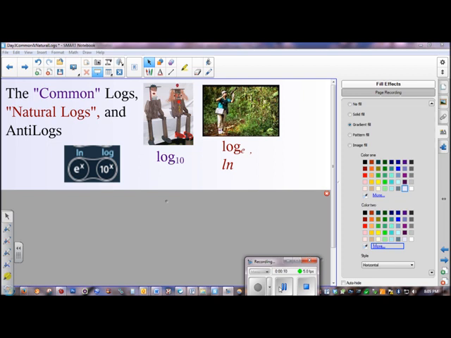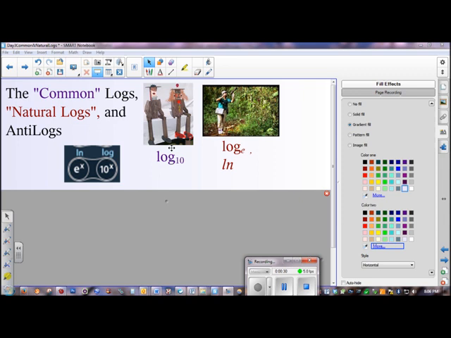Today we'll learn about the difference between something called a common log and something called a natural log. We've been working with logs of all different bases so far. You've seen variables in the bases, you've seen other numbers in the bases. Now we're going to focus our attention on two special logs. One of them is called a common log and one of them is called a natural log.